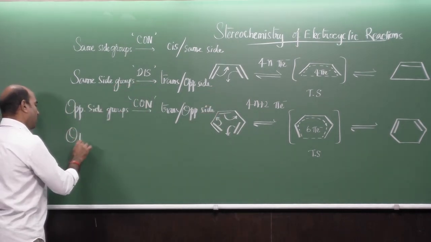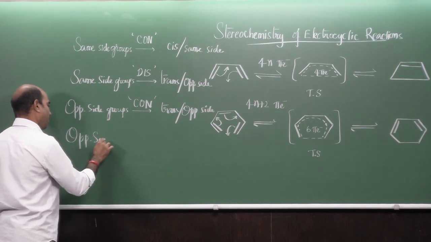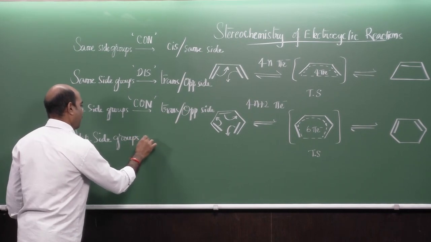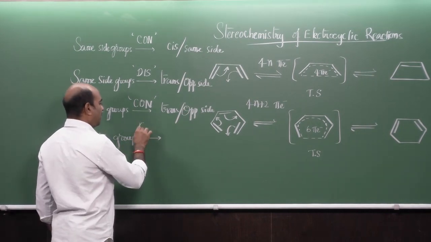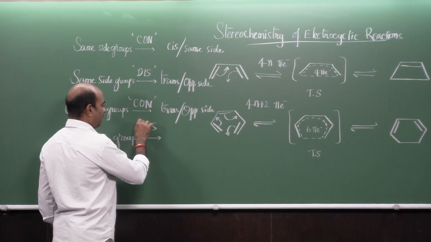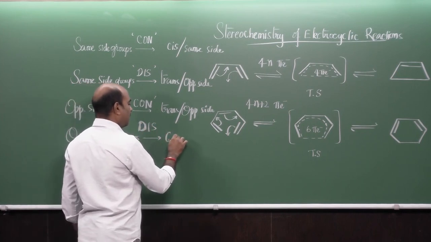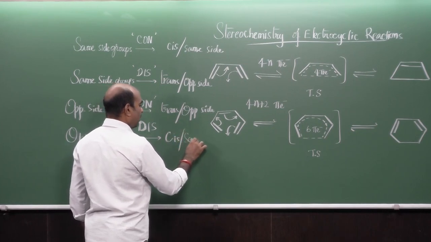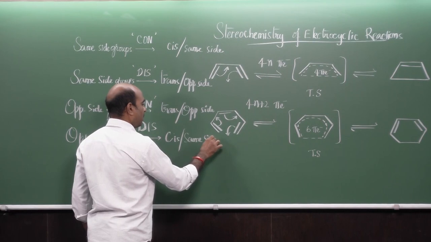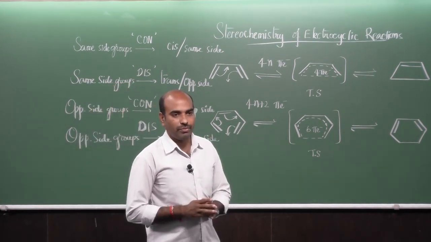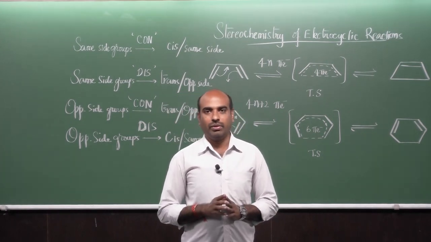Opposite side groups on disc mode of rotation, disc mode, we will get cis orientation in the product. That means same side, they will be seen in the product, right? So, till now, there will be no confusion.